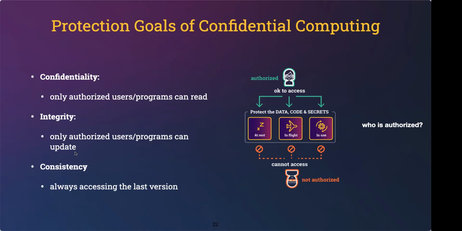And if we don't trust that anymore, how can we know that somebody has access? Also in flight, so when we communicate with each other, how do I know that the entity I communicate with is authorized to receive the data or send me the data? And also in use, so in memory, how can I make sure who's authorized to access certain code or piece of data?